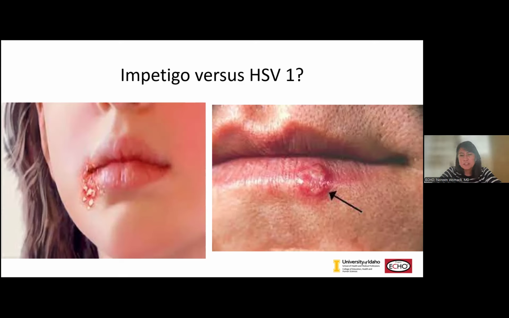So I'm not expecting you guys to necessarily know. Sometimes it's one of those lesions that it's not really clear, because sometimes we don't know either.